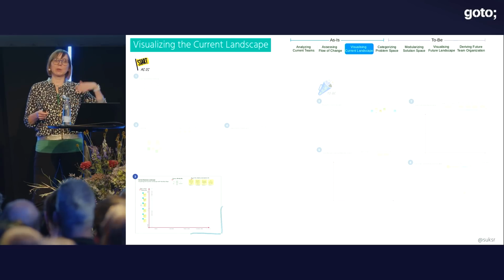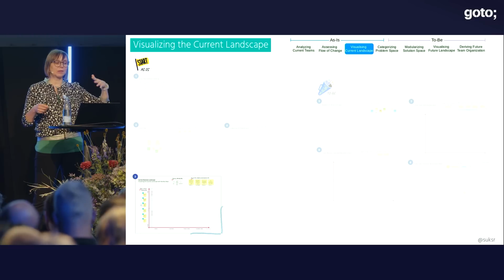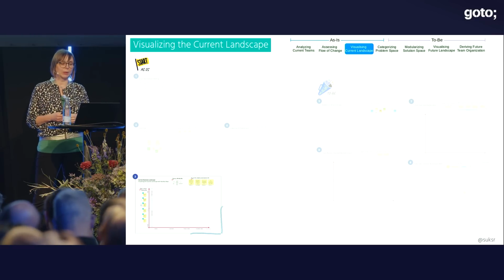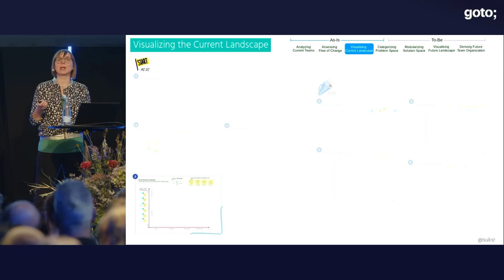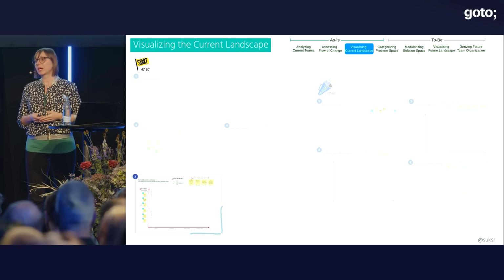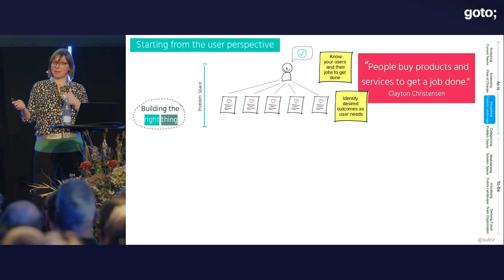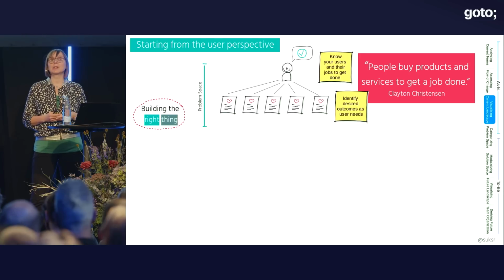So after we have addressed the current teams with their structure, their responsibilities, and also identified the blockers to flow, the next aspect is that we also need to understand the current business landscape, including also the user perspective. To build the right thing, the effectiveness aspect, that requires to start from the user perspective.